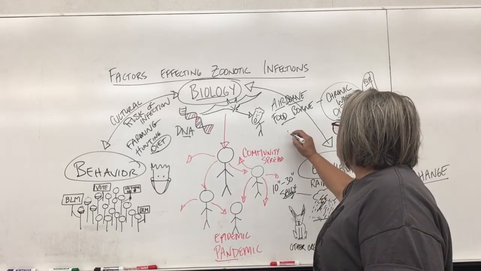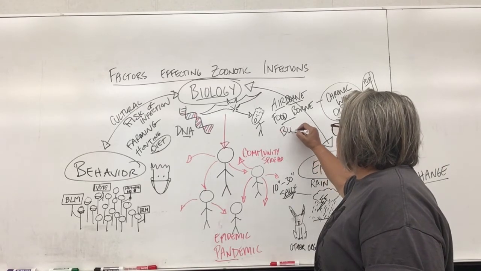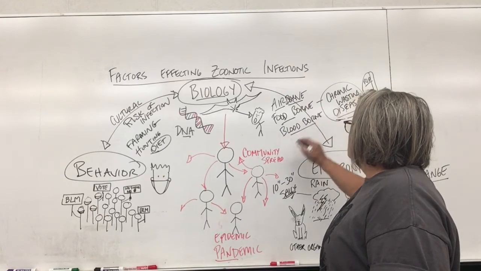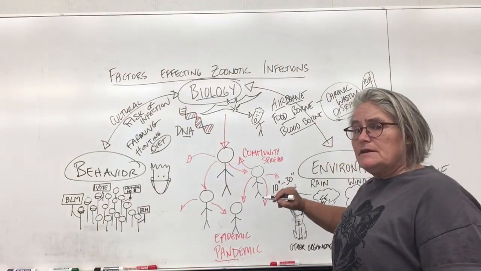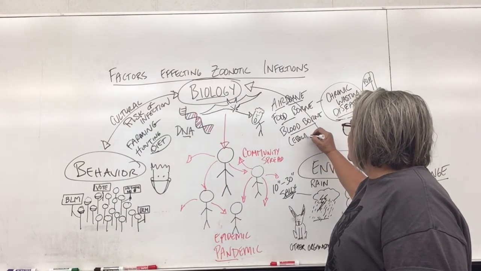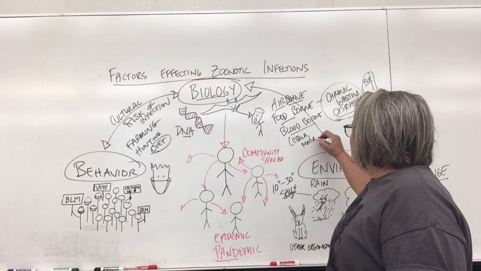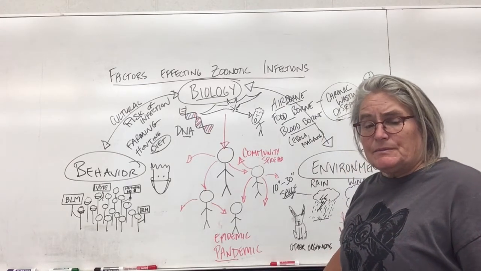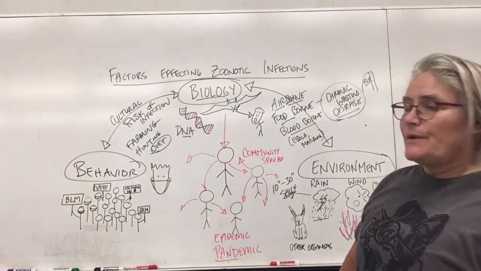And then finally, there is bloodborne. And this would include a number of STIs, sexually transmitted viruses or infections. This also is going to include things like Ebola and Marburg, those very deadly viruses where like 80%, 90% of people infected actually die. So there we have it.